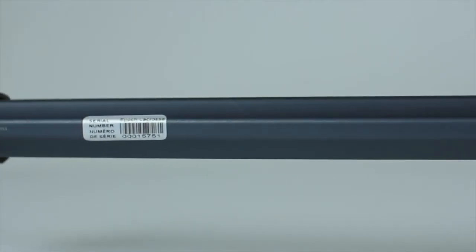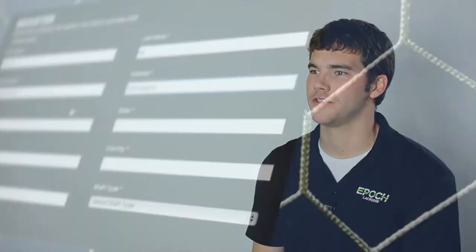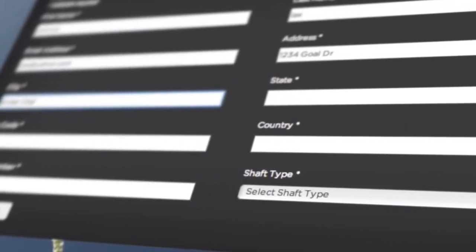The way that we are looking to bring in this new level of transparency is what we're accomplishing with our unique serial number. Every shaft that you buy from Epoch Lacrosse will have a unique serial number on it that you can then register on our website. Once you register your shaft, it'll basically give you a birth certificate, which tells you the exact materials and elements that make up your lacrosse shaft, as well as the date that it was made.